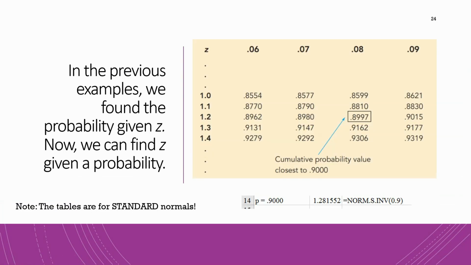And so that's it for calculating the different probabilities. In the next video we're going to do the opposite: calculating the z value given the probability.